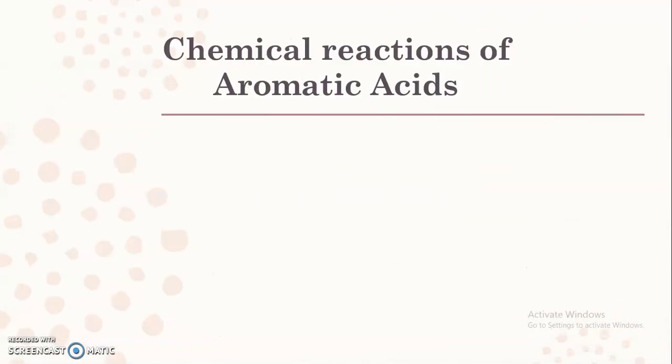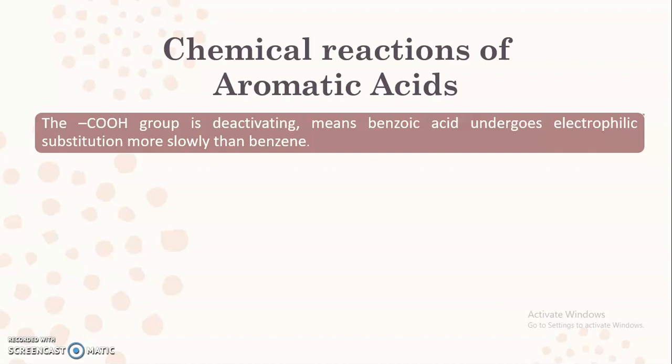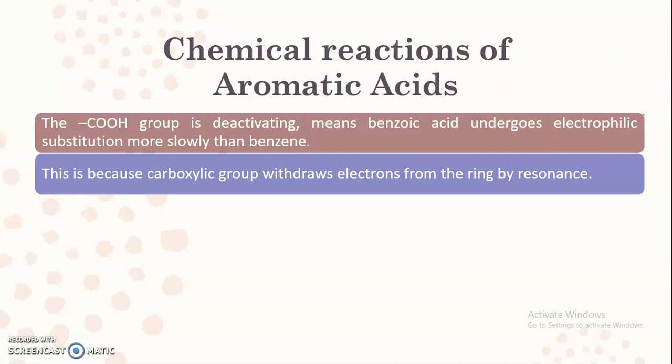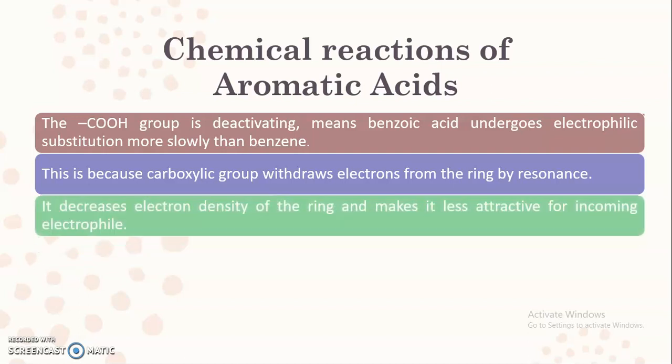Also, the carboxylic acid functional group acts as a deactivator. Deactivating means what? Benzoic acid undergoes the electrophilic substitution reaction more slowly as compared to benzene. This is because the carboxylic acid group withdraws electrons from the ring by resonance, due to which it acts as a deactivator. It decreases the overall electron density on the ring and makes it less attractive for the incoming electrophile, and that's why the carboxylic acid functional group acts as a deactivator.